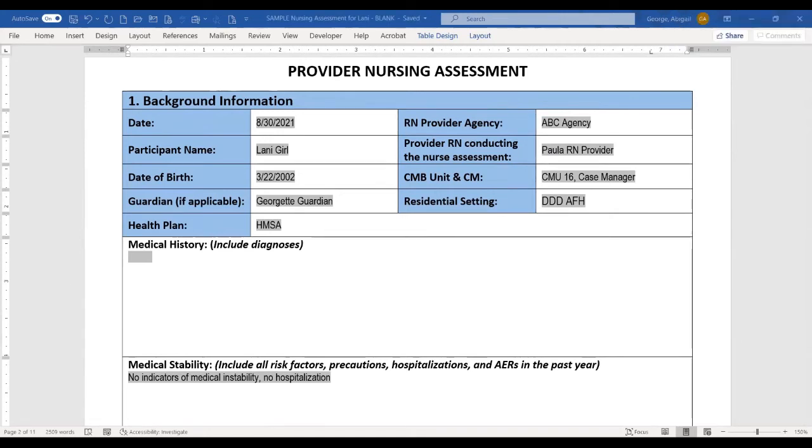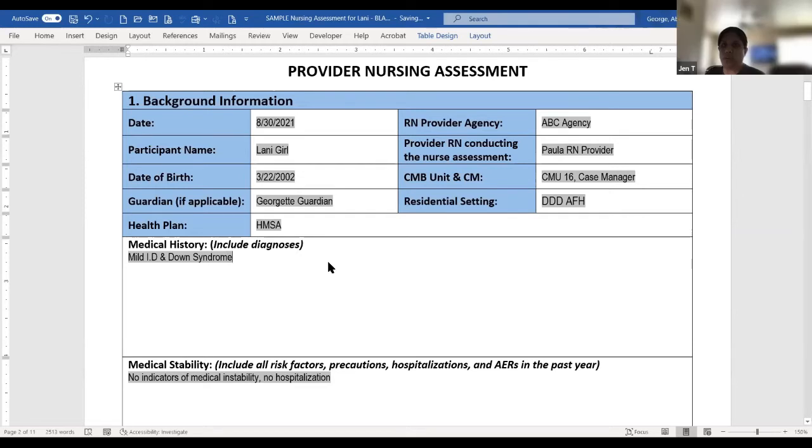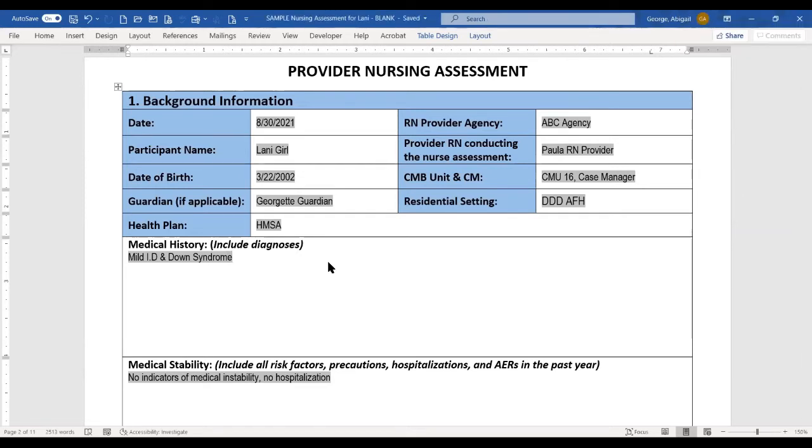Mild intellectual disabilities. Okay, thanks, CJ. And Down syndrome. Okay. What else? Anything else can I put in here? Did I miss anything? History of depression. History of depression, yes.